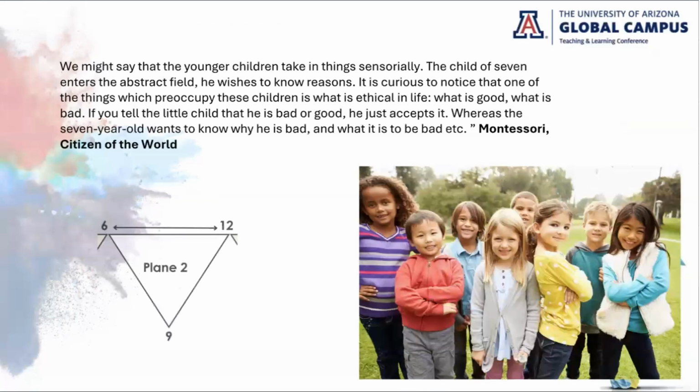So Montessori said in her book, Citizen of the World, we might say that younger children take things in sensorially. The child of 7 enters the abstract field. He wishes to know reasons. It's curious to notice that one of the things which preoccupy these children is what is ethical in life, what is good and what is bad. If you tell the little child that he is good or bad, he just accepts it. Whereas the 7-year-old wants to know why he is bad and what it is to be bad, etc.